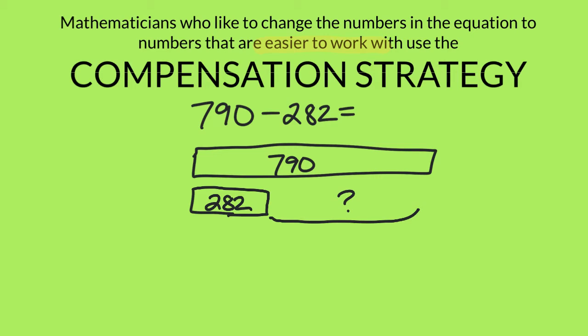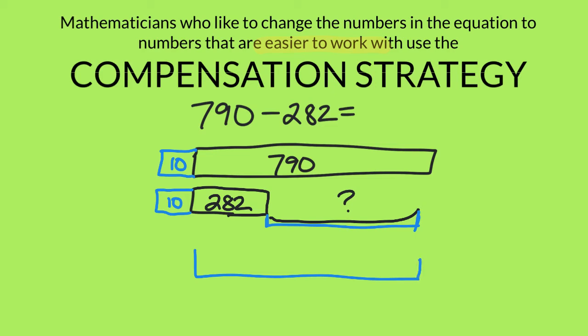Now, because 790 is so close to a friendly number or a landmark number, I'm going to add 10 on to that to make it 800. And whatever I do with my larger number, I'm also going to do with my smaller number. That way, this portion doesn't change. So now my equation is a little bit more friendly.